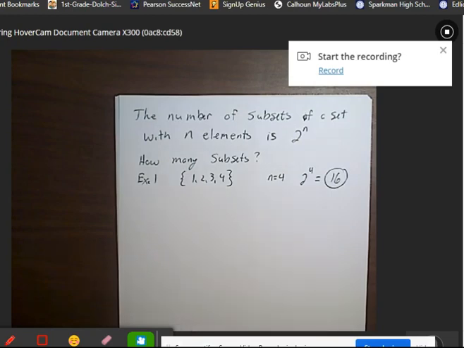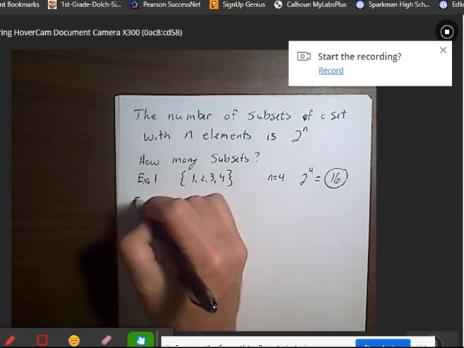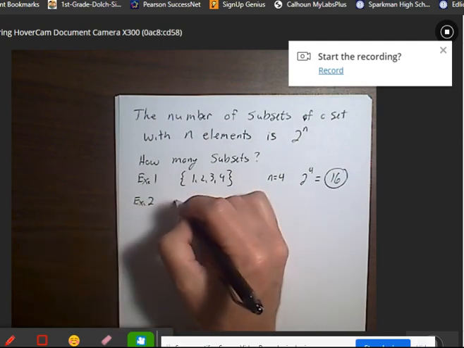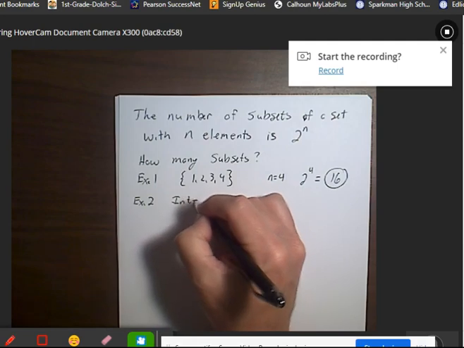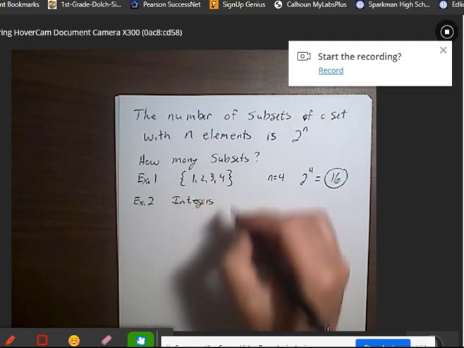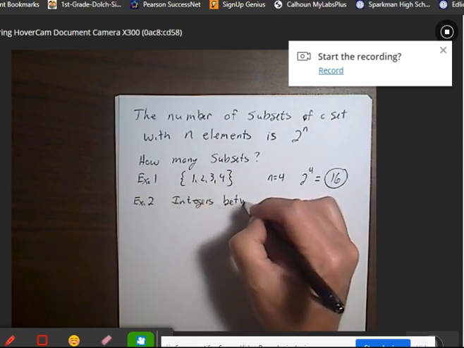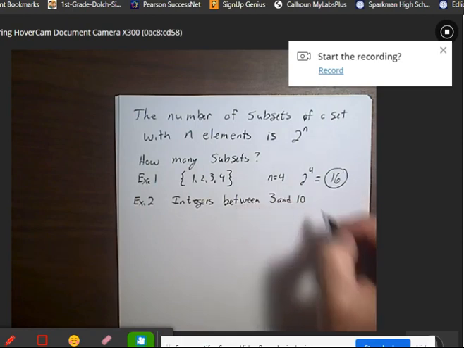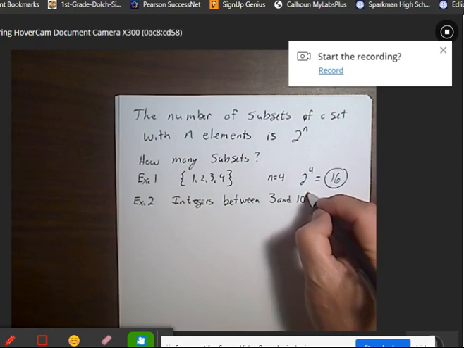Okay, and really about the only tricky thing I could find on this one for the different problems that they gave to you would be some of the word problems that they kind of mix in with this one. So this may be that it's the integers between 3 and 10 is your subset.